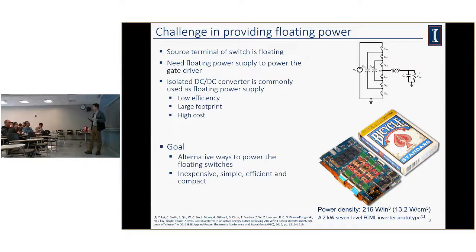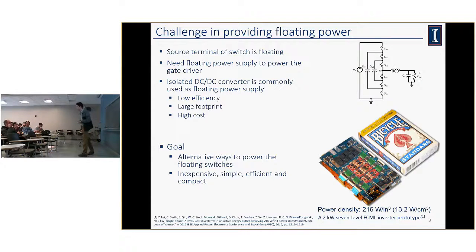We want to find some alternative ways to power these floating switches to achieve the same functionality as the isolated DC-DC power supply did. But we want them to have high efficiency, smaller footprint and lower cost.